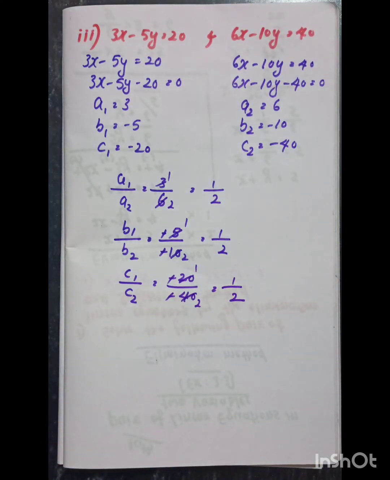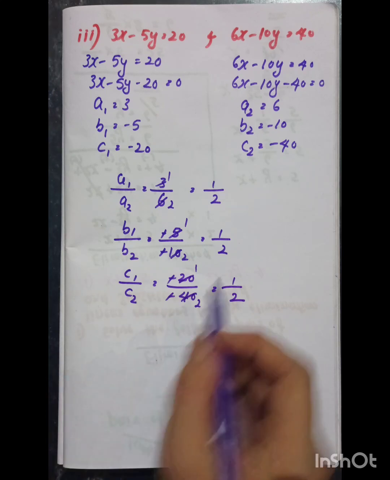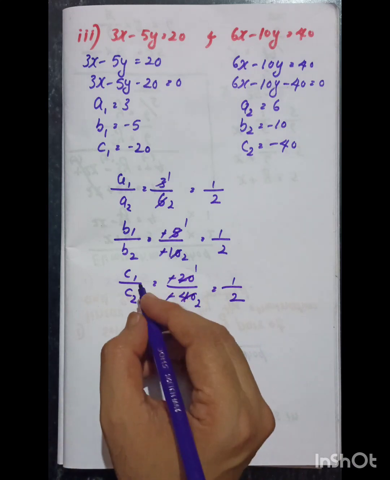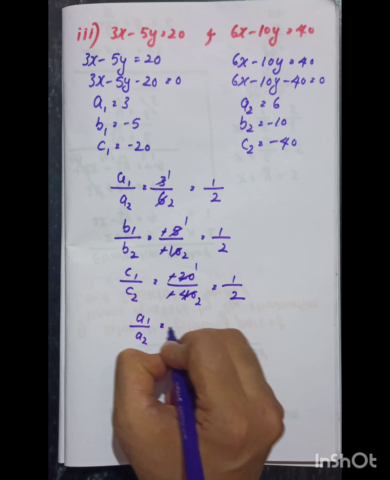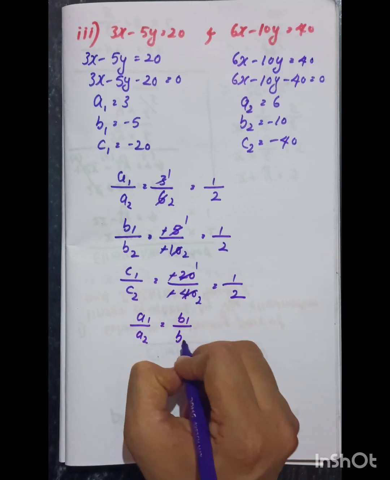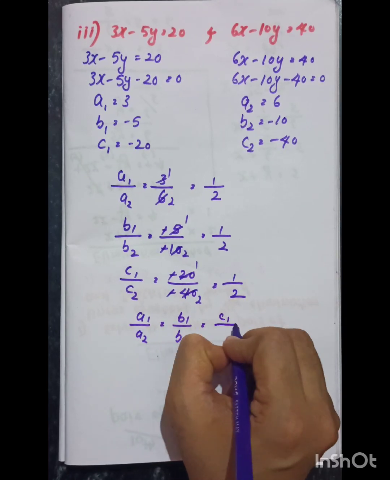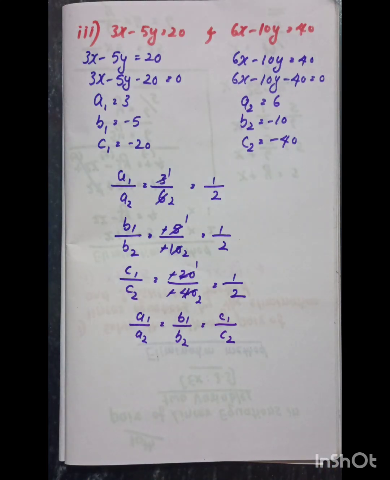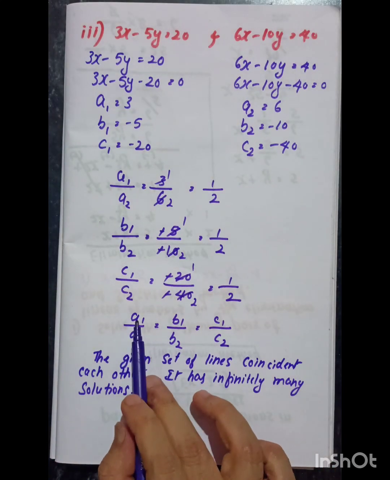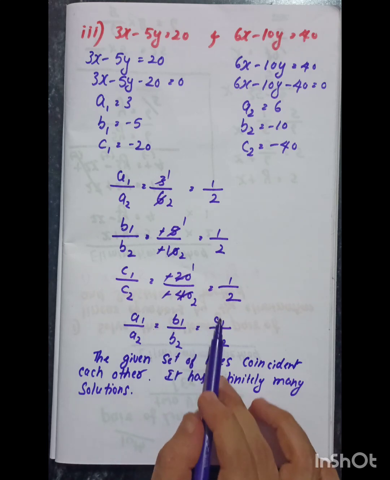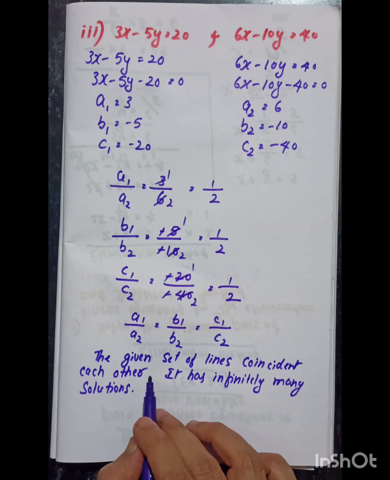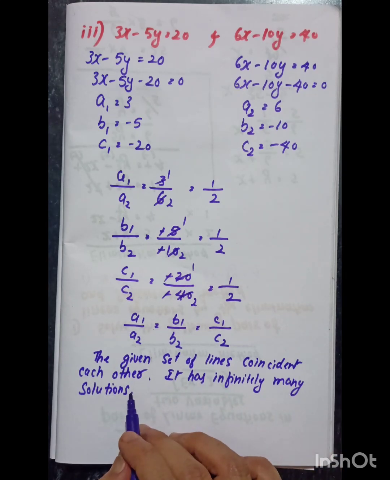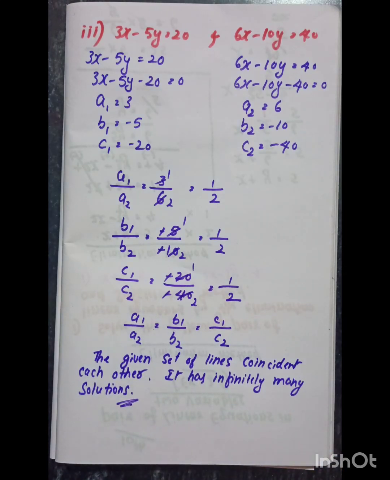Here a1 by a2, b1 by b2 and c1 by c2, all the three got the same answer, that is 1 by 2. a1 by a2 is equal to b1 by b2 is equal to c1 by c2. So as a1 by a2 is equal to b1 by b2 is equal to c1 by c2, the given set of lines coincide with each other. It has infinitely many solutions. This is the answer.